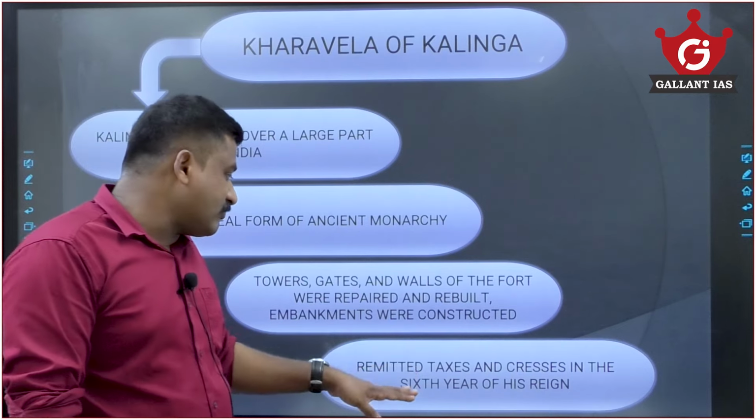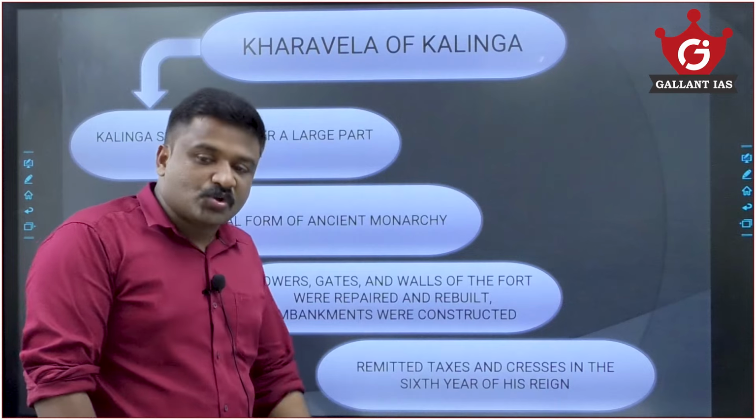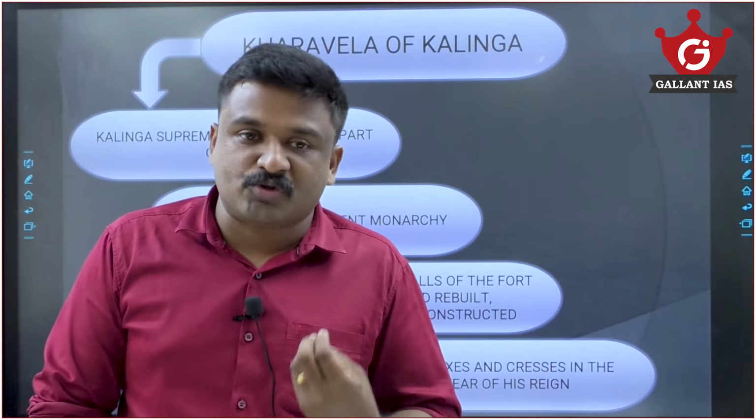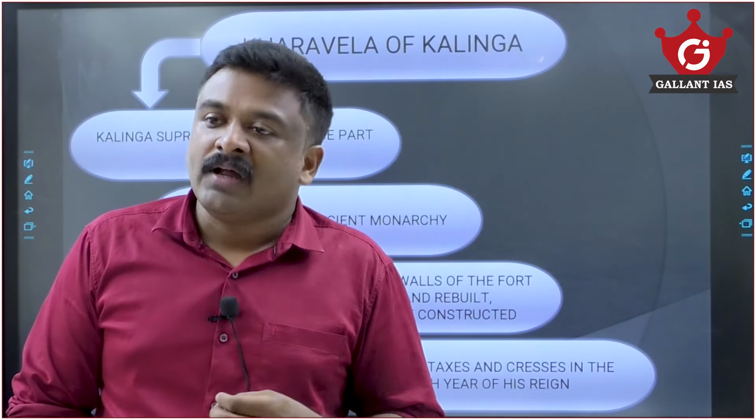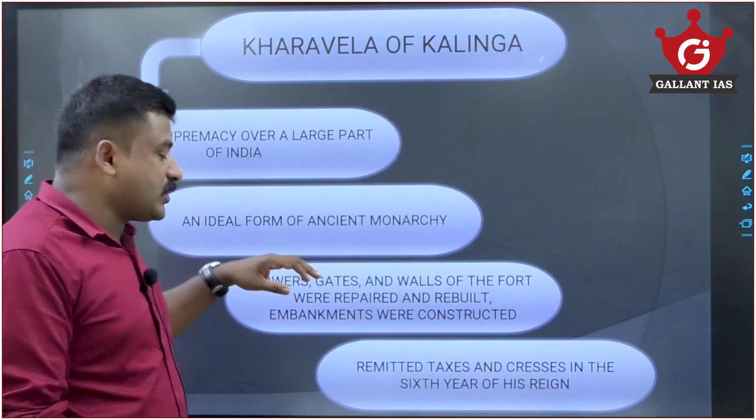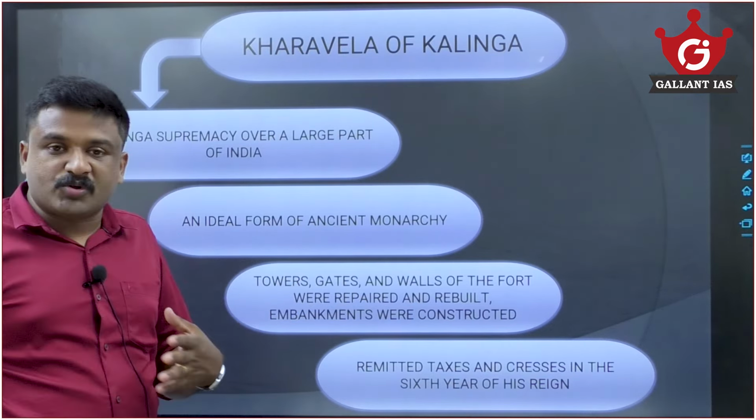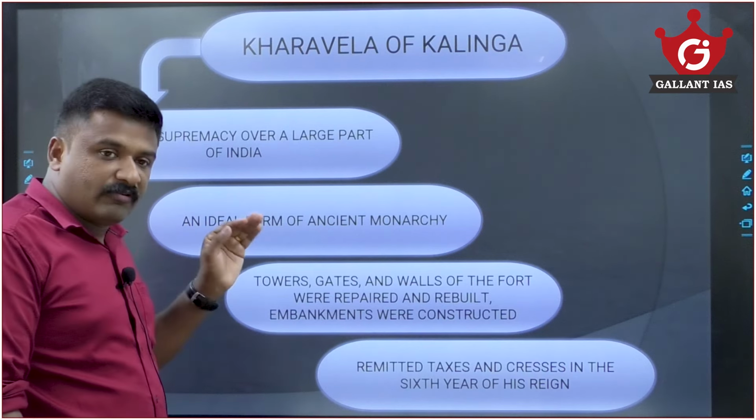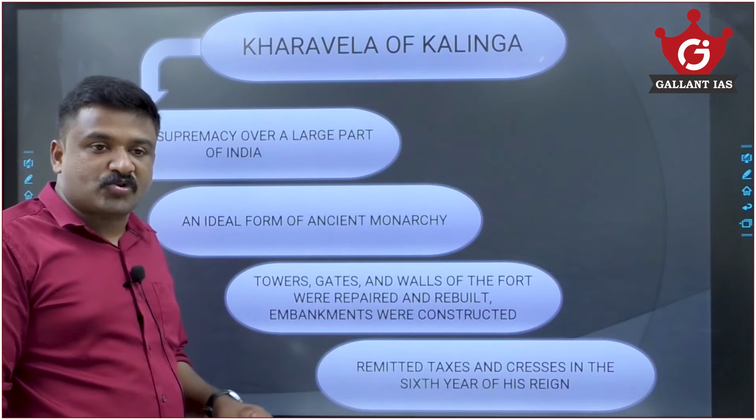Embankments were constructed, and taxes and cesses were remitted in the 6th year of his reign. So you see that this ruler is known for his absolute monarchy, a powerful state system, and the state functioned very smoothly during his reign. He built lots of massive structures, towers, gates and walls of the forts. They were built, repaired and rebuilt, and many embankments were constructed.